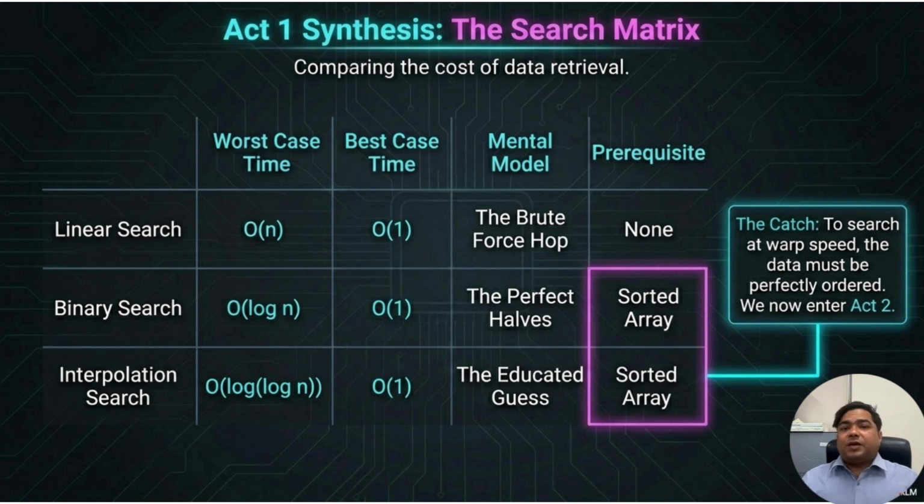The catch is shown clearly on the right side. To search at warp speed, the data must be perfectly ordered. So this slide teaches us one very important lesson: advanced searching needs structured data. And that takes us directly to the next topic: sorting.